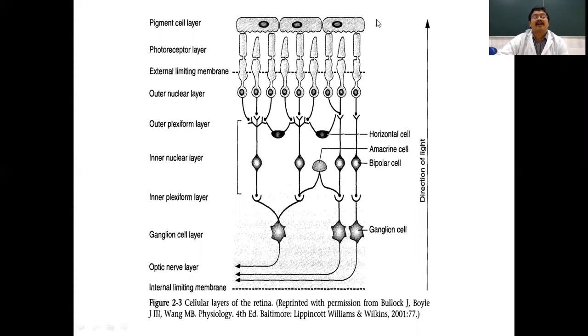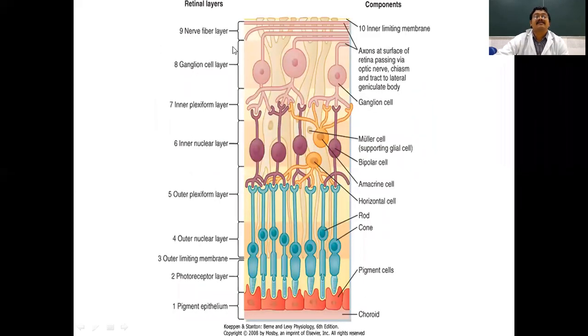Then the inner nuclear layer, which is formed by the nuclei of the bipolar cells. Then the inner plexiform layer, which has synapses between the ganglion cells and the bipolar cells, and then the ganglion cell layer, formed by the ganglion cells, and the optic nerve fiber layer, formed by the axons of the ganglion cells. Then the innermost is the inner limiting membrane. This is the structure of the layers.